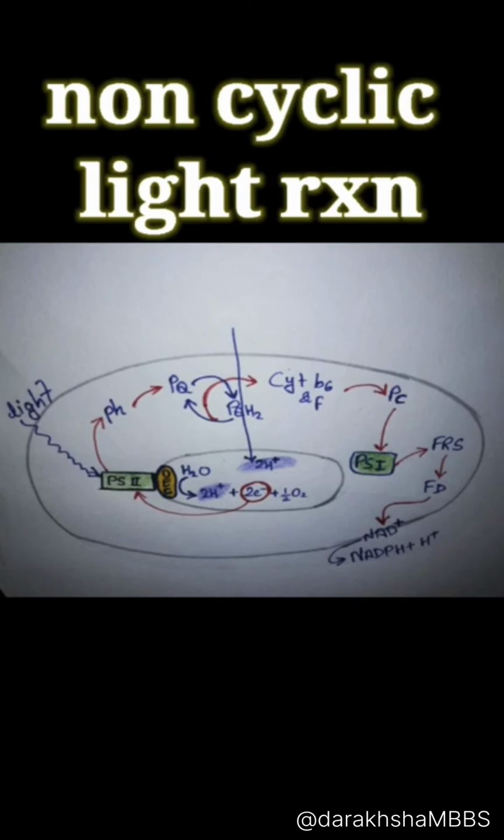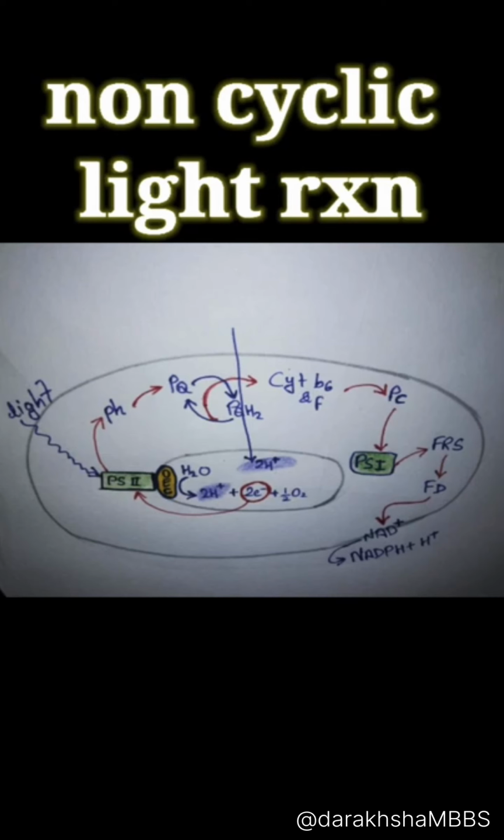From here they pass to plastocyanin, and plastocyanin passes these 2 electrons into photosystem 1. From photosystem 1 they pass towards the ferredoxin reducing substance, which is known as FRS, and from here electrons pass towards ferredoxin. Finally, ferredoxin passes these 2 electrons towards NADP reductase, which reduces NADP+ into NADPH plus H+.